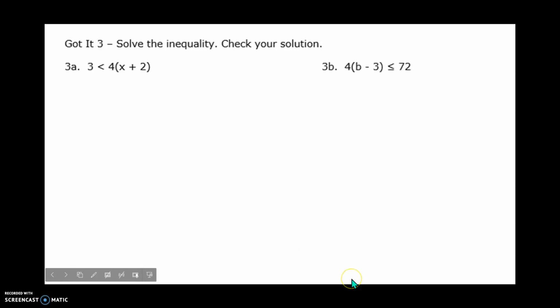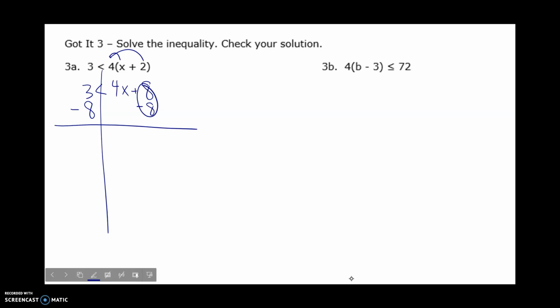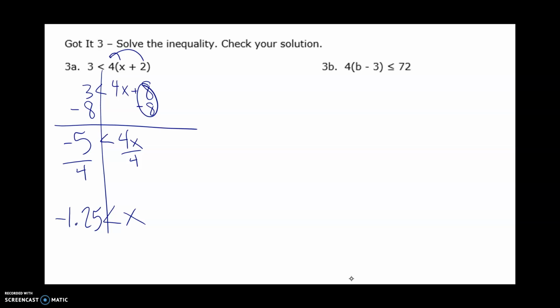Okay, we have some inequalities just to practice inequalities with distributive property. So I will start with distributing that 4x plus 8. I have 3 is less than. I'm going to subtract that 8. Negative 5 is less than 4x. We divide by the 4. You can leave it as negative 1 1/4 or negative 1.25 is less than x. Remember, for our check, we'd pick an x that's bigger than negative 1.25. You could use something like 0.